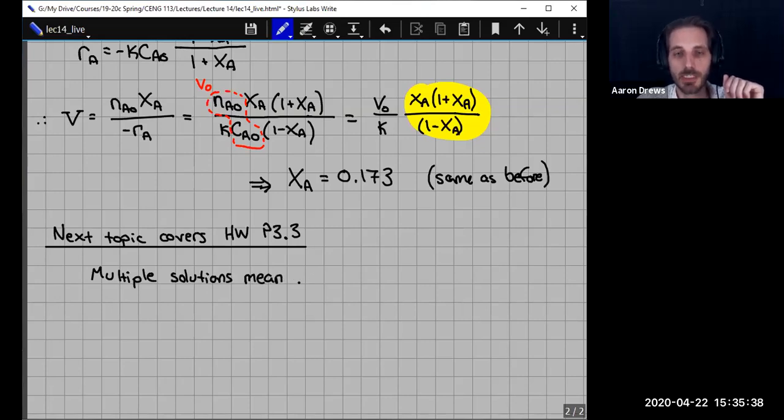Actually have a physical meaning in a CSTR. If all of the solutions, both of them or three of them, or there could be five of them or something like that, there can be multiple solutions to these answers. Multiple solutions that are physically meaningful. So multiple solutions can be physically meaningful.